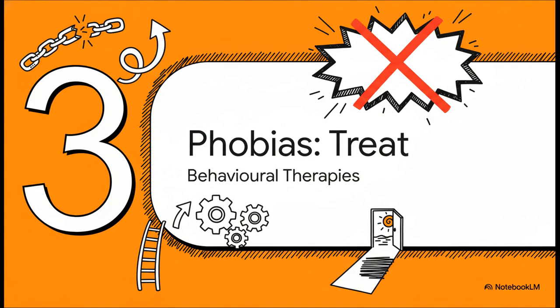So, the logical next step after explaining a disorder is, of course, treating it. The behavioral approach gives us two key therapies that are all about breaking that cycle of fear and avoidance. Let's lay them out and then see how effective they really are.